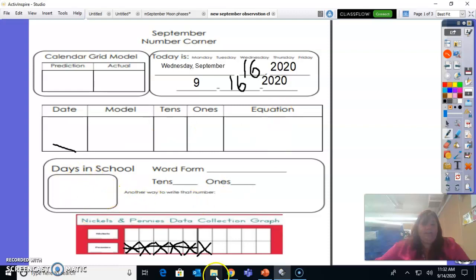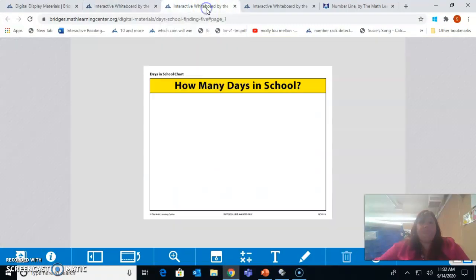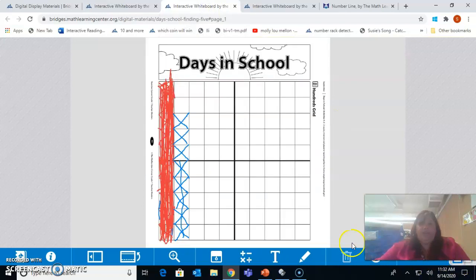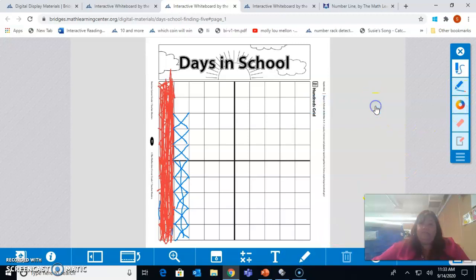We need to do days in school. So let's look at our days in school chart. Yesterday was 18, right? So today we have 19. Let's make this in blue. Let's put another X on 19. And remember, we have one more. And what day will tomorrow be then? You're right, it'll be Decade Day.